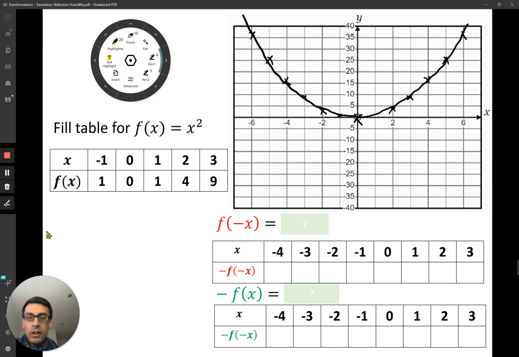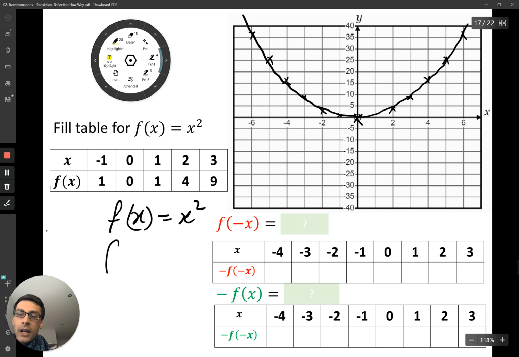And we're going to now do f of negative x. So that means f of x equals x squared. So f of negative x means I replace the x with negative x. So negative x squared, which is just x squared.